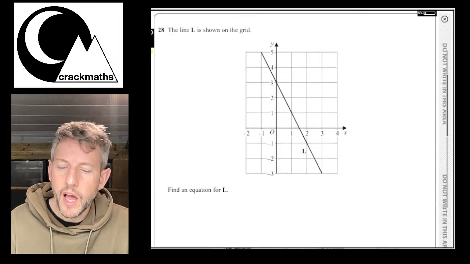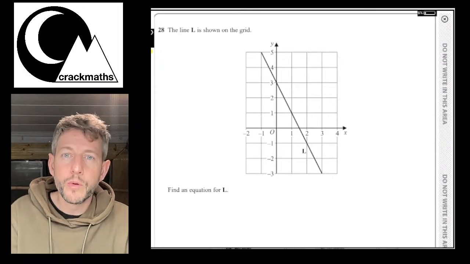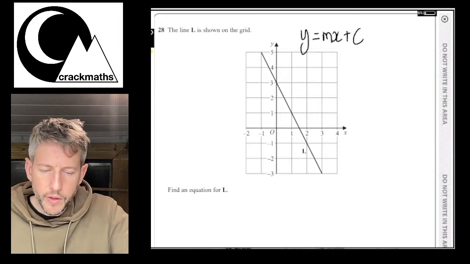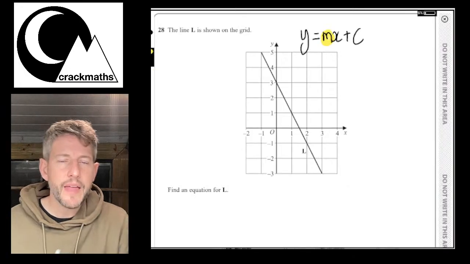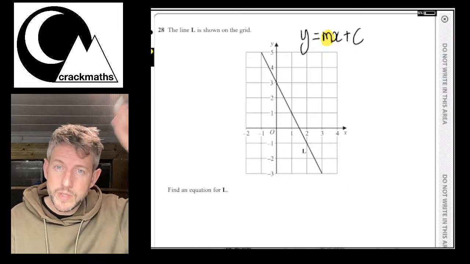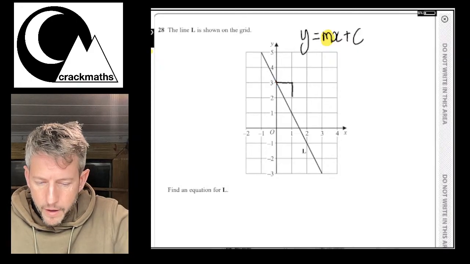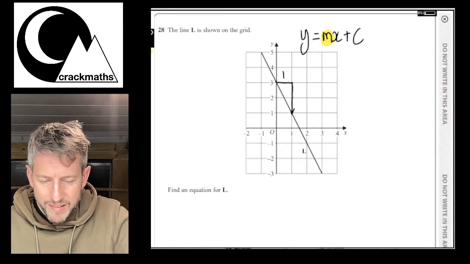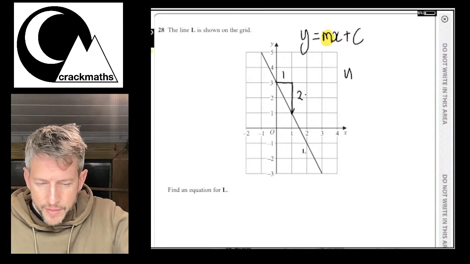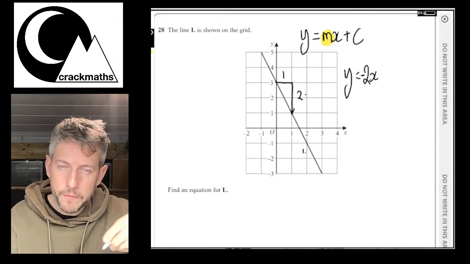Okay, right. Question 28. The line L is shown on the grid. Find the equation of line L. So this is a straight line graph, so it will be of the form y equals mx plus c. m is the gradient, and that tells you how many squares in the y it's going up or down for every one square across. So this graph is going downwards, and I can see that for one square across it's going down 2. So that means this is of the form y equals negative 2x, because it's going down.